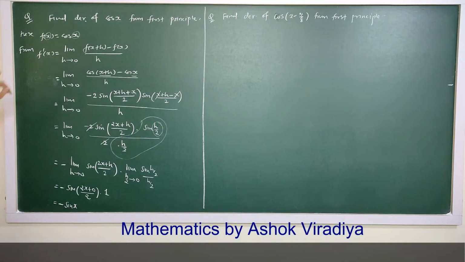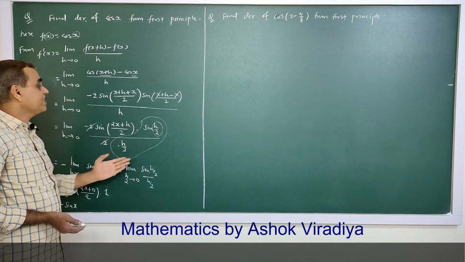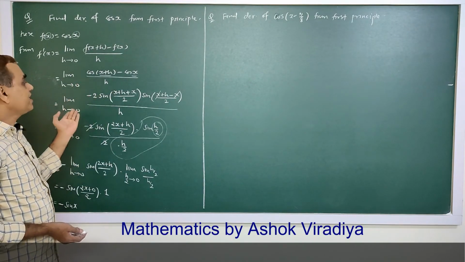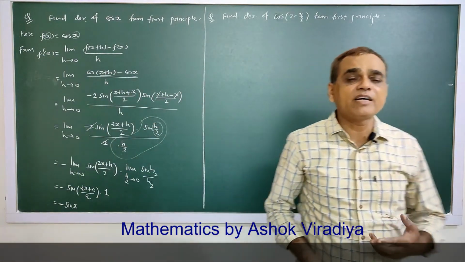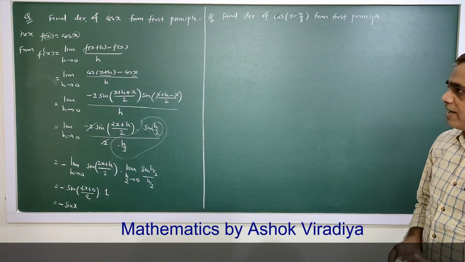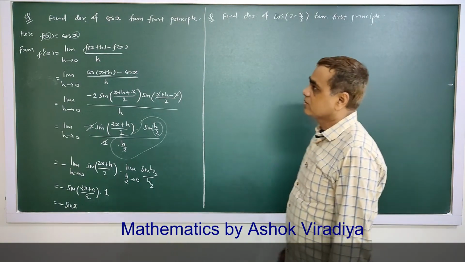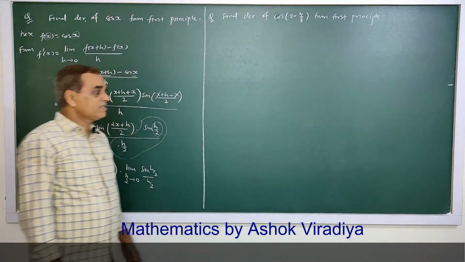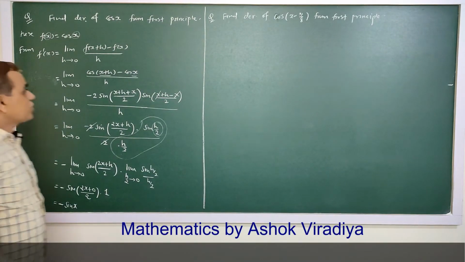So the derivative of cos x is minus sin x. So when finding derivatives for trigonometric functions, we have to use trigonometric results. Cos c minus cos d is minus 2 sin (c plus d) by 2 sin (c minus d) by 2, or if you want sin c minus sin d, then use 2 cos (c plus d) by 2 sin (c minus d) by 2. So trigonometry is required in the calculus part.